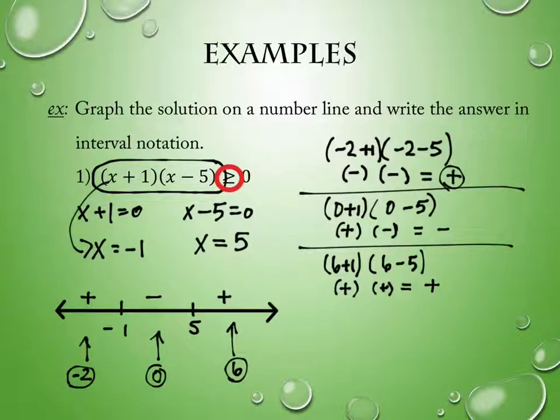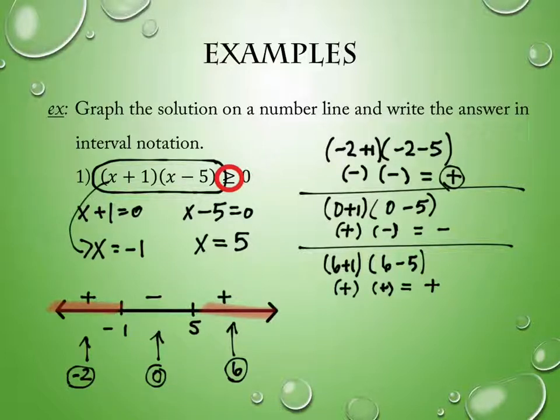So do I want the positives or do I want the negatives? The positives. Greater than or equal to 0 means positive. So my answer is actually the positive parts of this graph. So if I'm asked to draw my number line, shade it in and graph it on a number line, I'm almost done because I've done that already.